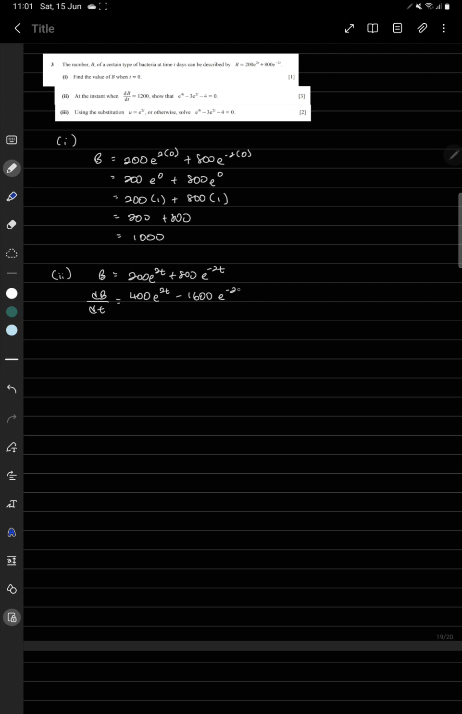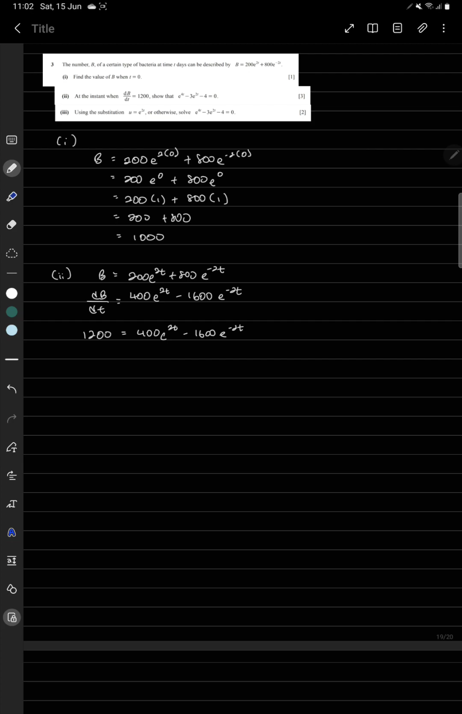1600 e to the negative 2t. So what's happening in differentiation of exponentials is that you take the power of the exponential, differentiate that, and multiply it in front, since you're doing differentiation. Okay, and that's also the same for the second term. Now once we've completed the differentiation, the question mentions that dB over dt is equal to 1200. So let's plug that number in. We have 1200 equals 400 e to the 2t minus 1600 e to the negative 2t.